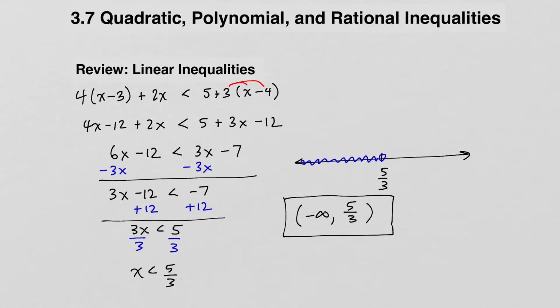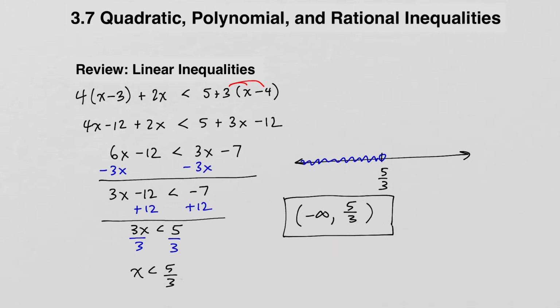And this is how we solve linear inequalities. It's a relatively simple process. We simply gather all of the variable terms on one side of the inequality, preferably the left side, and the numerical terms on the right side. And when you do that, you essentially have your answer.